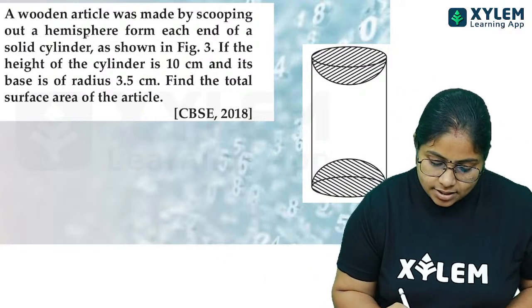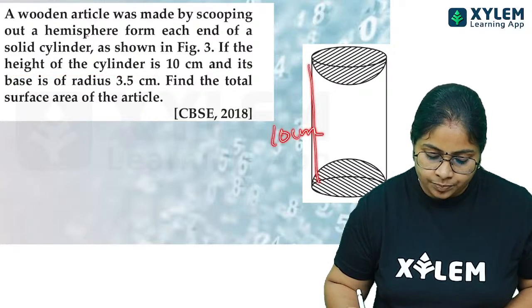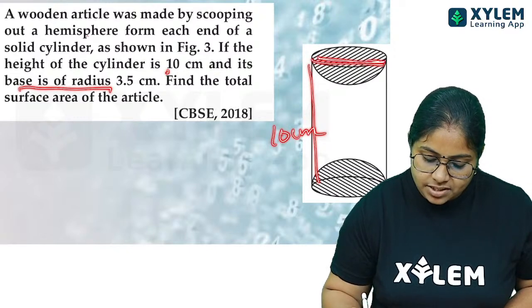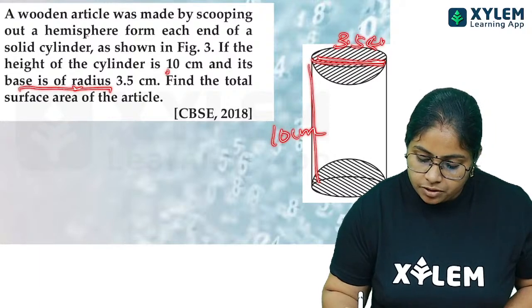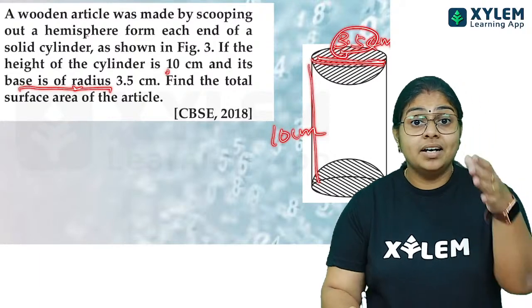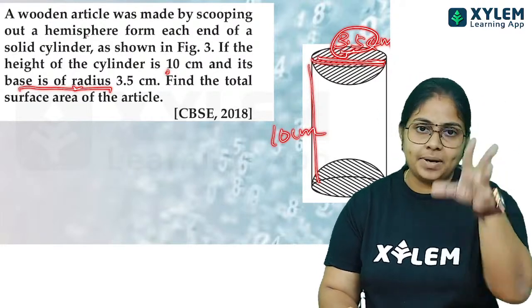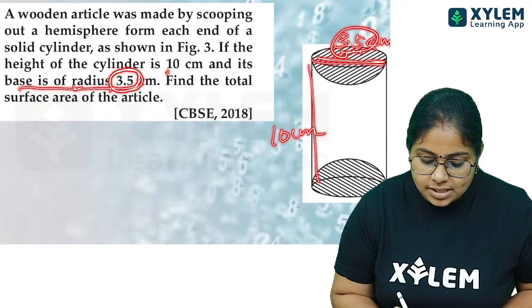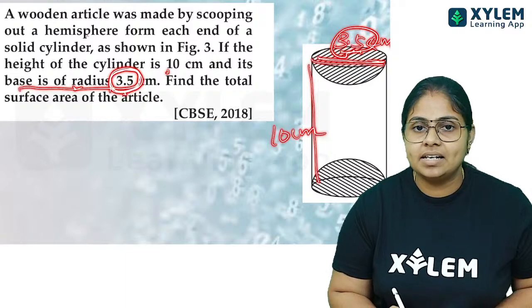Okay, and the height of the cylinder is 10 centimeters and its base radius is 3.5 centimeter. It is the radius, not the diameter. So no problem. 3.5 centimeter. See children, 3.5 we can write as 7/2, and we can apply 22/7 itself. In many cases you will get the radius as 3.5 or 7, 14 and so on.